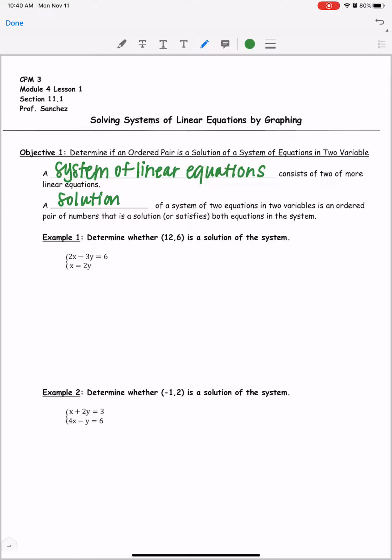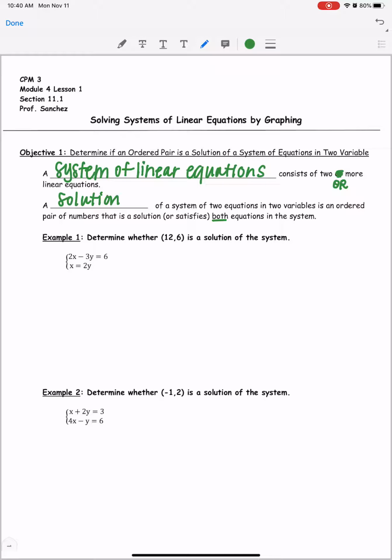It says a system of linear equations consists of two or more linear equations. And then your second definition is a solution. A solution of a system of two equations and two variables is an ordered pair of numbers that is a solution or satisfies both equations in the system. So, keyword here is that it does have to satisfy both, not just one or the other.